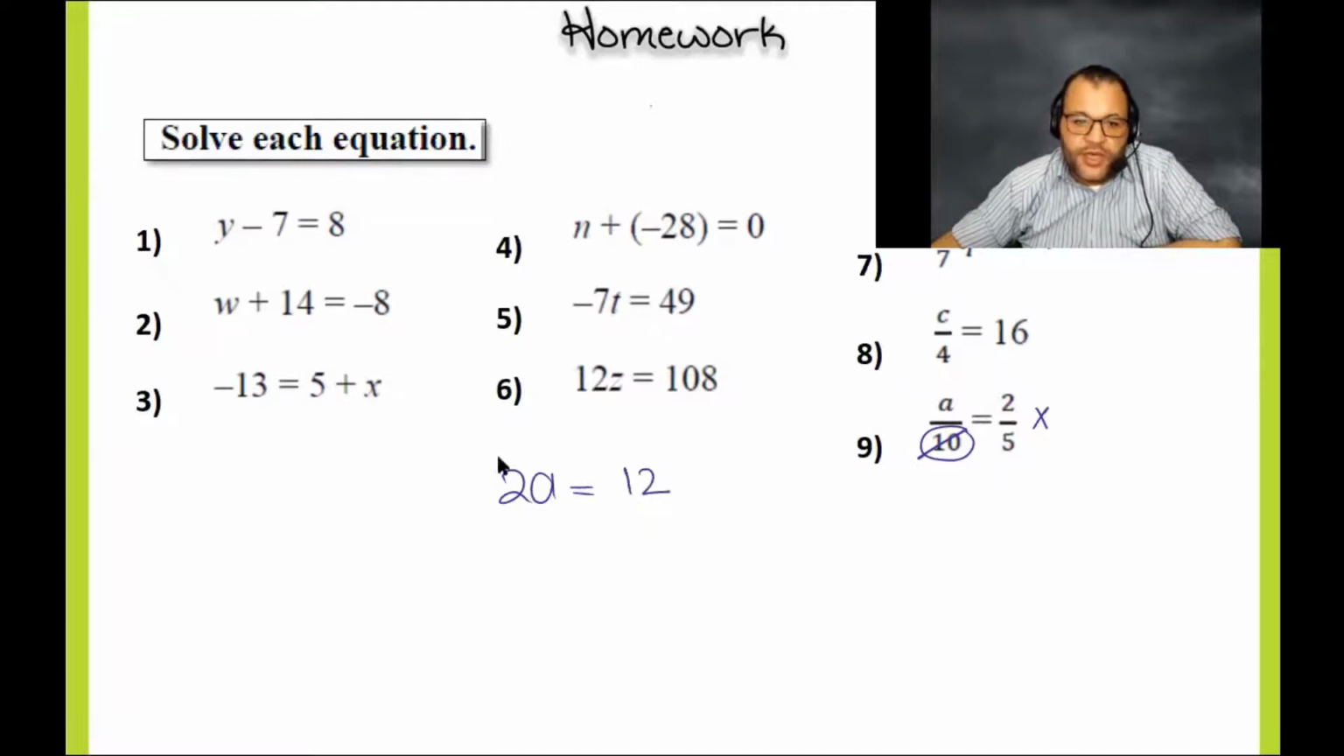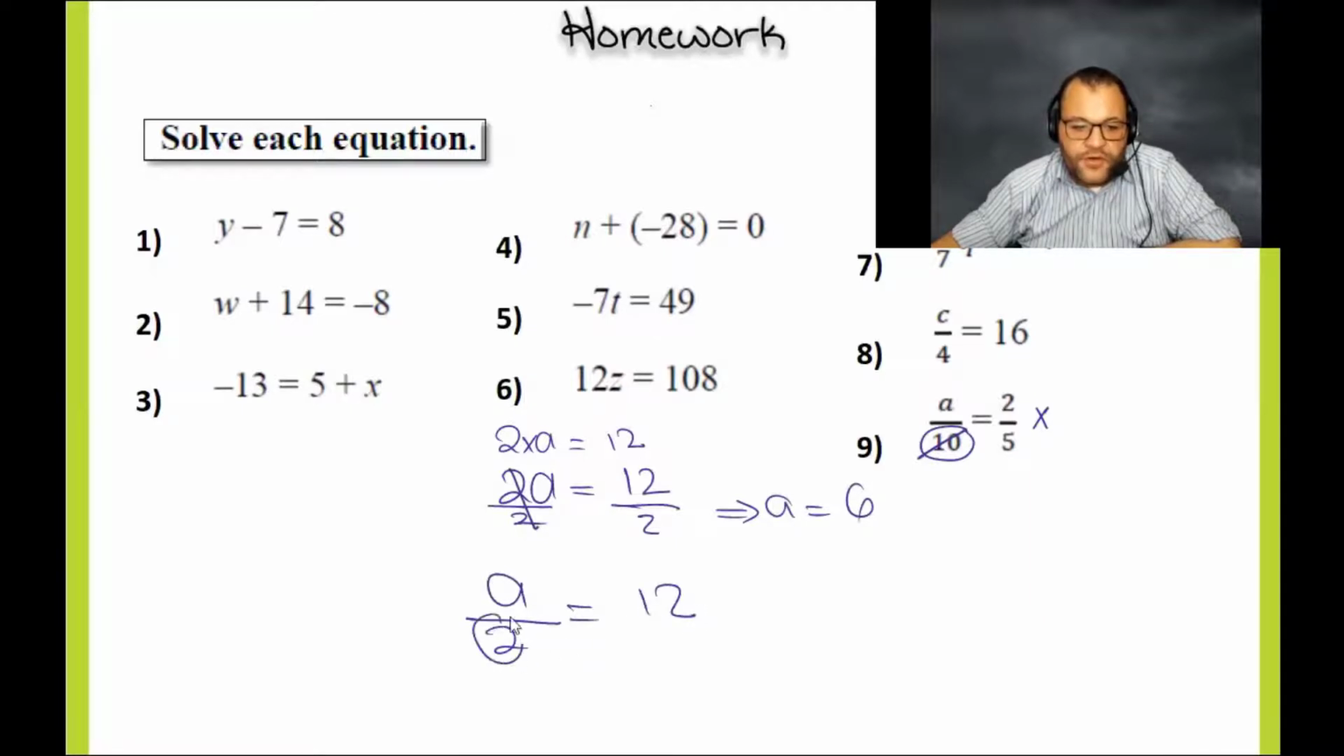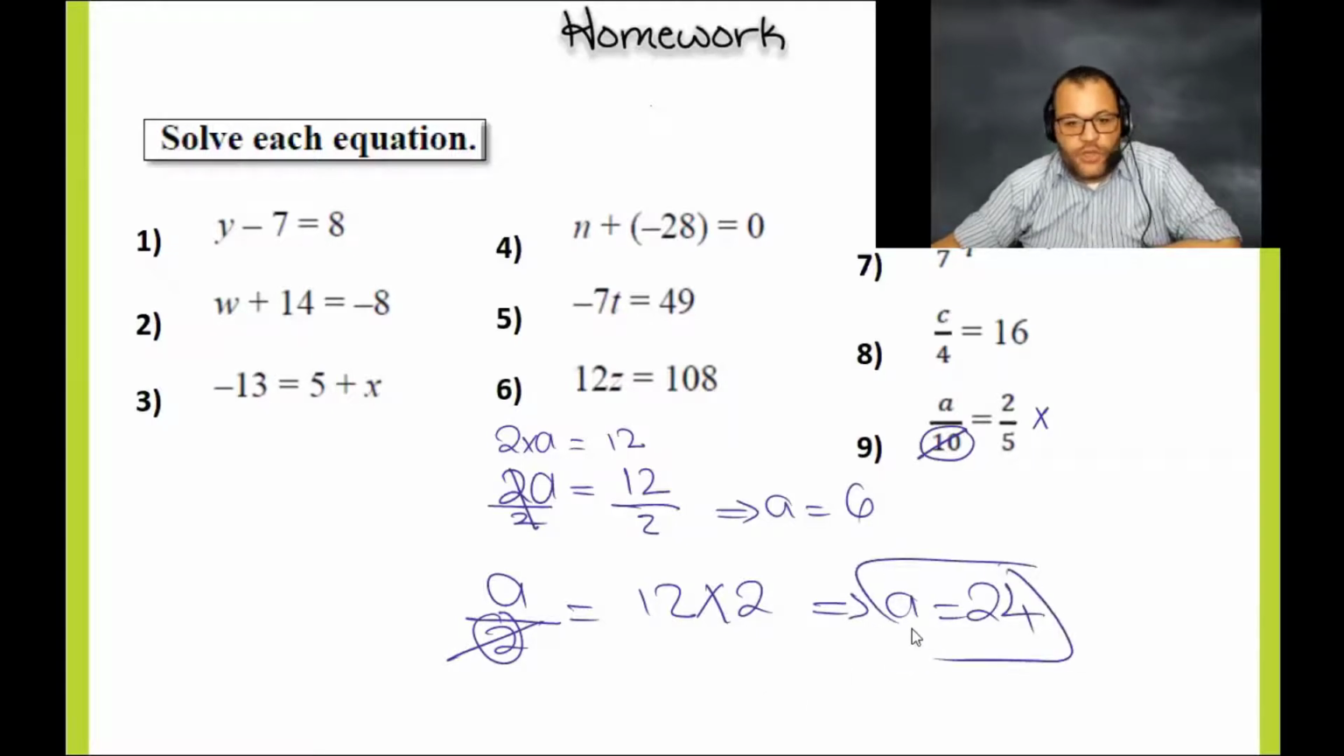What is the meaning of 2a? It means 2 times a number equals 12. Because it's 2 times, you shift it to the other side by dividing. Then a is equal to 6. But when you have a over 2 equals 12, what is the meaning of over now? It means divide. So to shift it to the other side by multiplying, a equals 12 times 2, which equals 24. Do you have any problem with number 9?